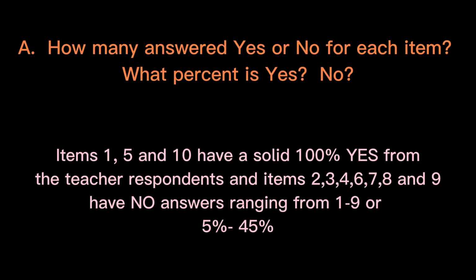So now let's answer these questions. For letter A, how many answered yes or no for each item? What percent is yes and what percent is no? Items 1, 5, and 10 have a solid 100% yes from the teacher respondents, and items 2, 3, 4, 6, 7, 8, and 9 have no answers ranging from 1 to 9, or 5% to 45%.